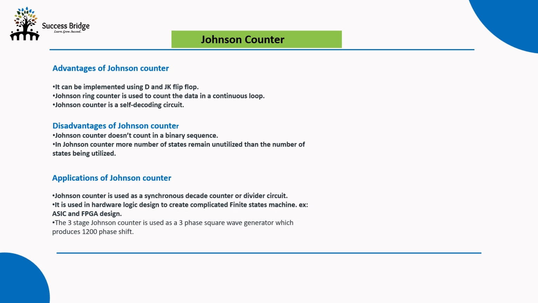Next application is three-phase. Johnson's counter is used as a three-phase square wave generator which produces 120 degree phase shifts. And the last application is that it divides the frequency of the clock signal by varying the feedback. As you can see in the figure, we have given the feedback. It is also used to divide the frequency.